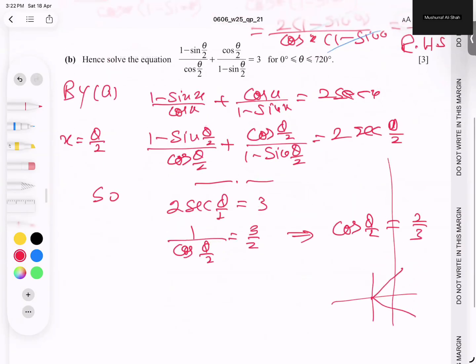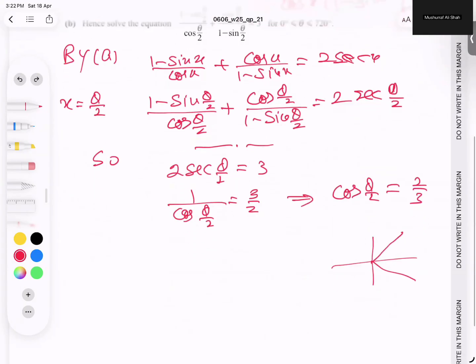We'll keep our eye on this. So 720 means we have to go for more than one cycle. More than one cycle means what? I'm going to explain. So theta over 2, I take this as alpha. So alpha is equal to cos inverse 2 by 3. I'm going to degree mode, and I get 48.2.